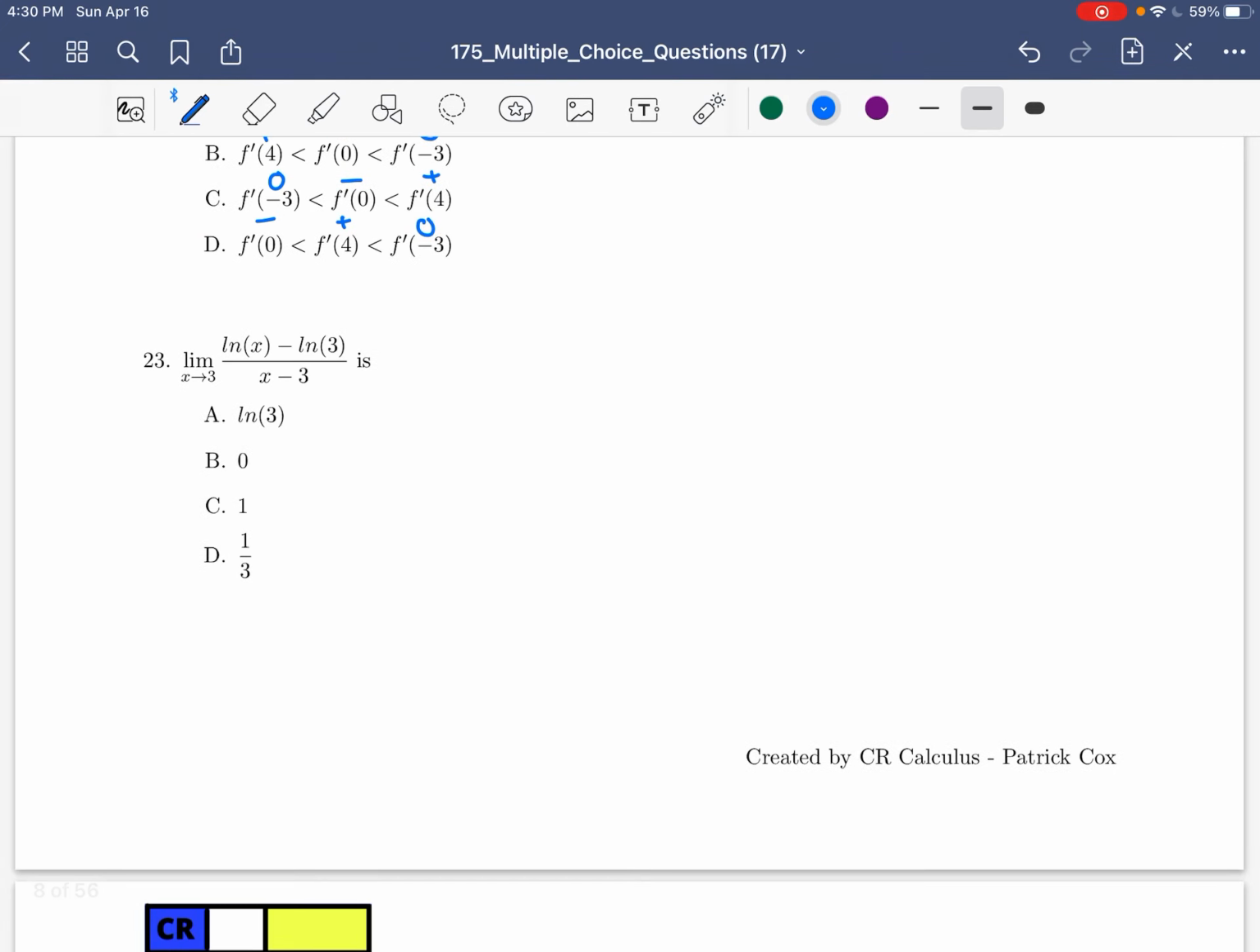All right, 23. So looking at this one, we're going to need L'Hopital's again, because if you plugged in 3, you're going to get 0 over 0. So with L'Hopital's, this is going to be the limit as x approaches 3. If I take the derivative of the top, we know the derivative of natural log is 1 over x. Then I have natural log of 3. That's just a constant. That's just some number.